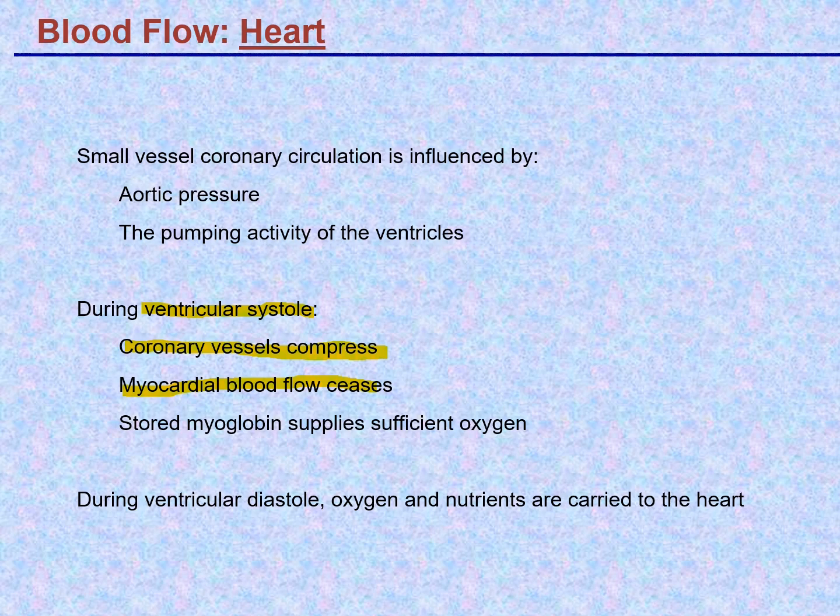In that case, you do have myoglobin, the red oxygen carrying pigment molecule in the heart muscle itself that can supply oxygen. There is enough blood flow in the coronary circulation during diastole to supply sufficient oxygen and nutrients. So when the ventricles relax during diastole, blood flows easily and oxygen and nutrients are carried to the muscle. When you're in ventricular systole, it doesn't flow. The vessels are compressed.